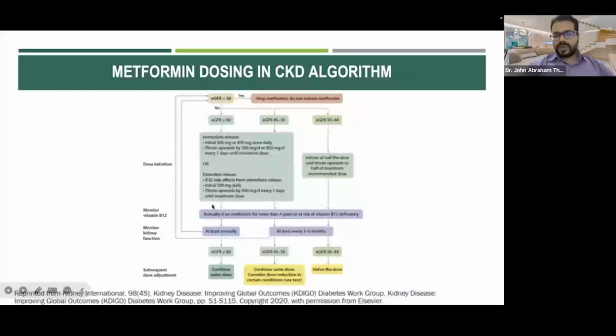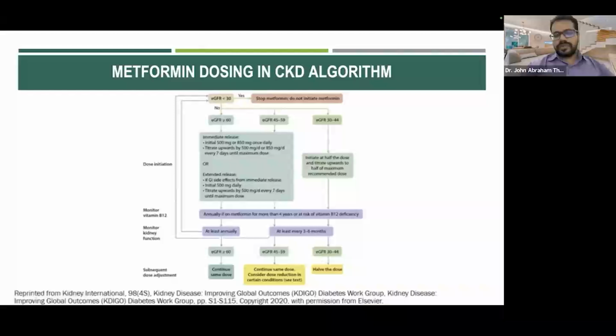You need to monitor the vitamin B12 annually if the patient is on metformin for more than 4 years, or is at risk of vitamin B12 deficiency. You need to monitor the kidney function annually if the eGFR is more than 60, and if the eGFR is less than 60, you need to monitor the renal function test at least every 3 to 6 months.